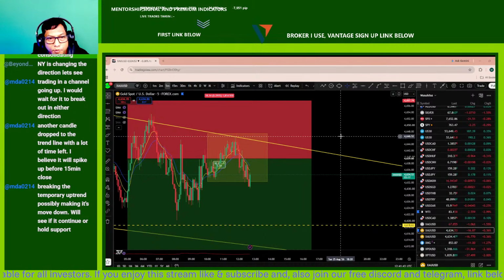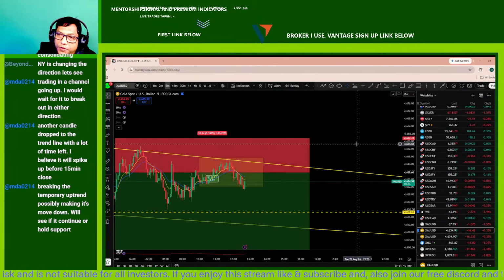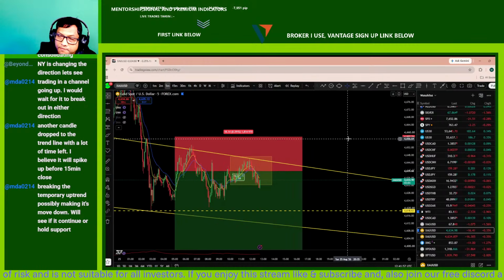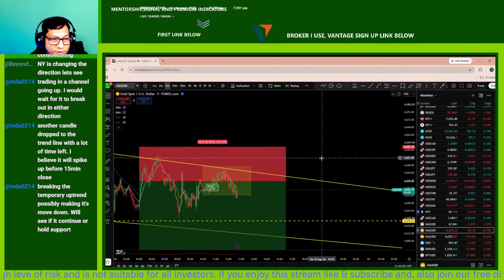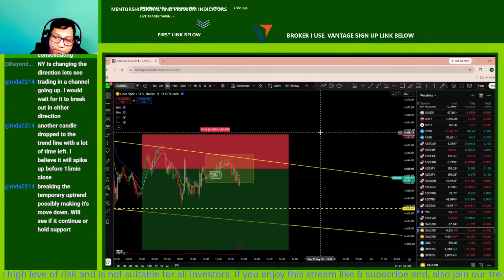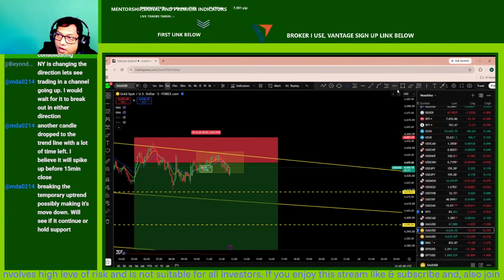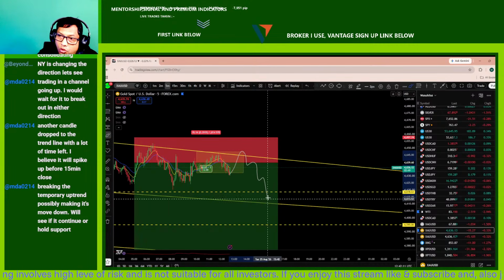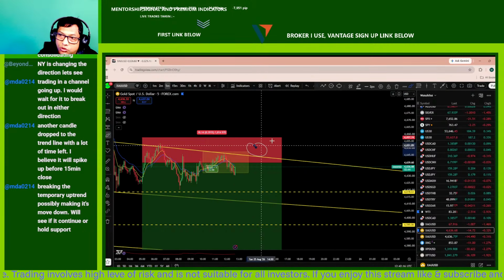Another candle dropped, breaking the temporary uptrend, possibly making its move down. So the breaking out of this trend line means that from this slow downtrend, first of all breaking to the upside, and then once we can see the market has broken out of the trend line, we can look for a short, because in that case the market will get overextended to the upside.